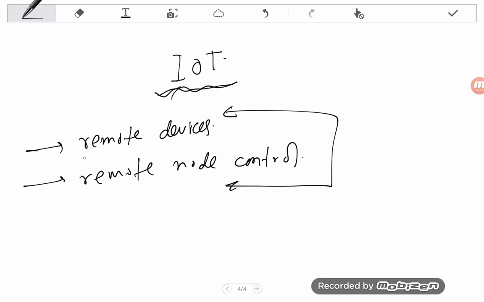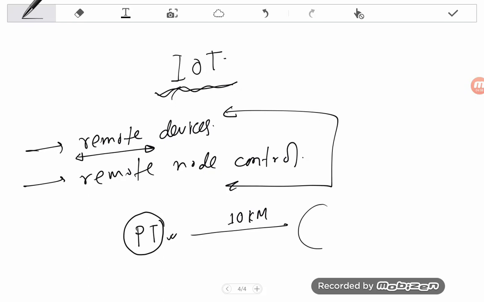So I can give you an example. Let us consider a pressure transducer. For example, a pressure transmitter, PT. This is kept at a distance of 10 km from the control room. Now it is very difficult for cable laying. Cable laying is very difficult because it is costly.